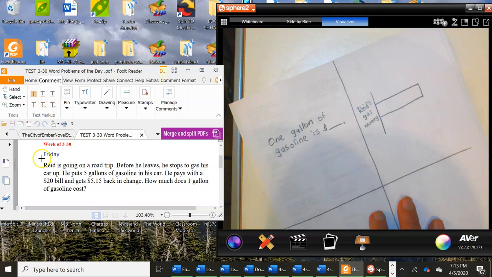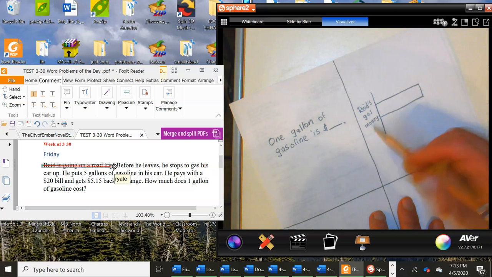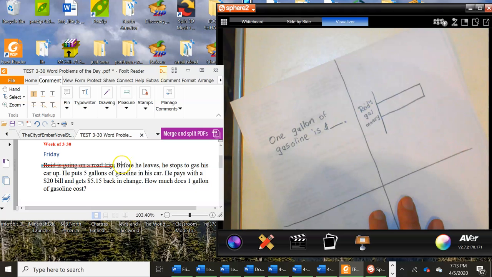Well, the first sentence is Reed is going on a road trip. I already used the word Reed, and the road trip part I really don't need to use unless you used here Reed's road trip gas money, and that's fine. Before he leaves, don't really need anything there. I'm going to cross that out. He stops to gas his car up. Again, we don't really need those in our model.